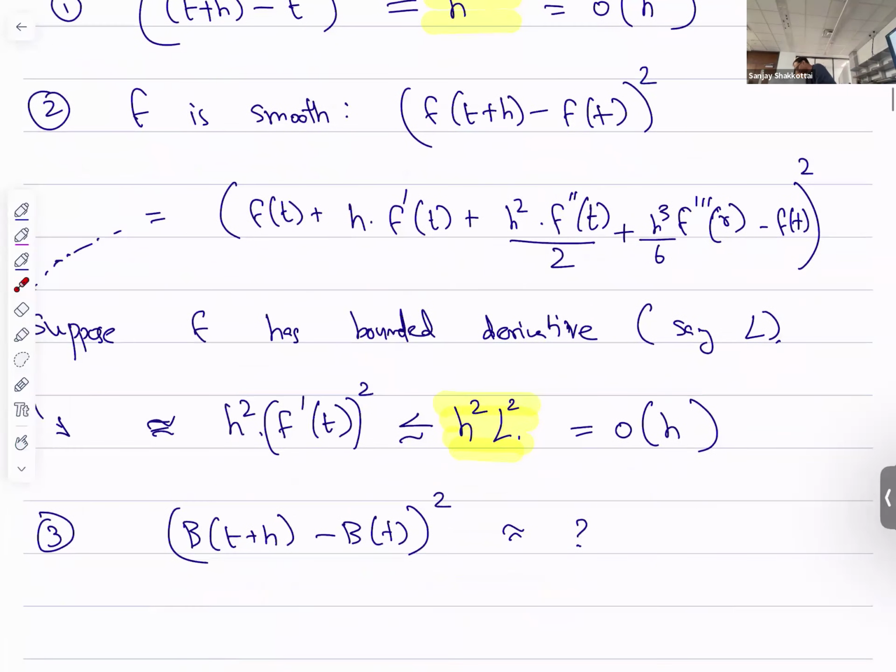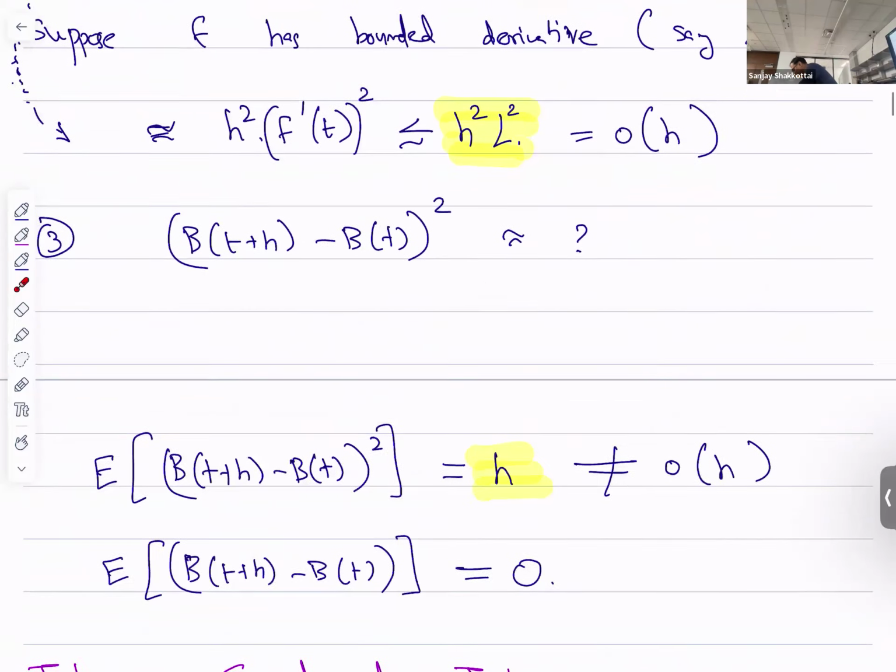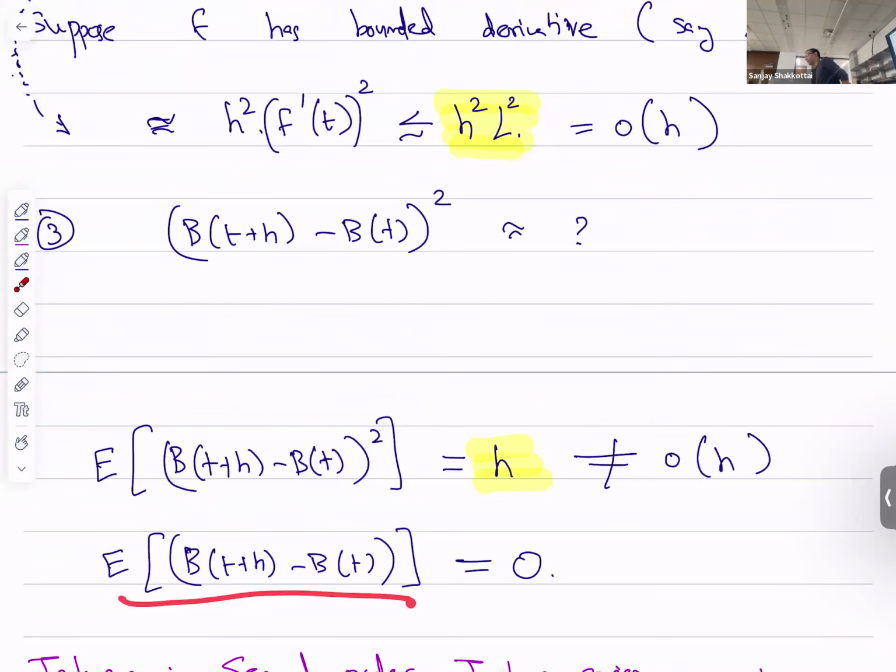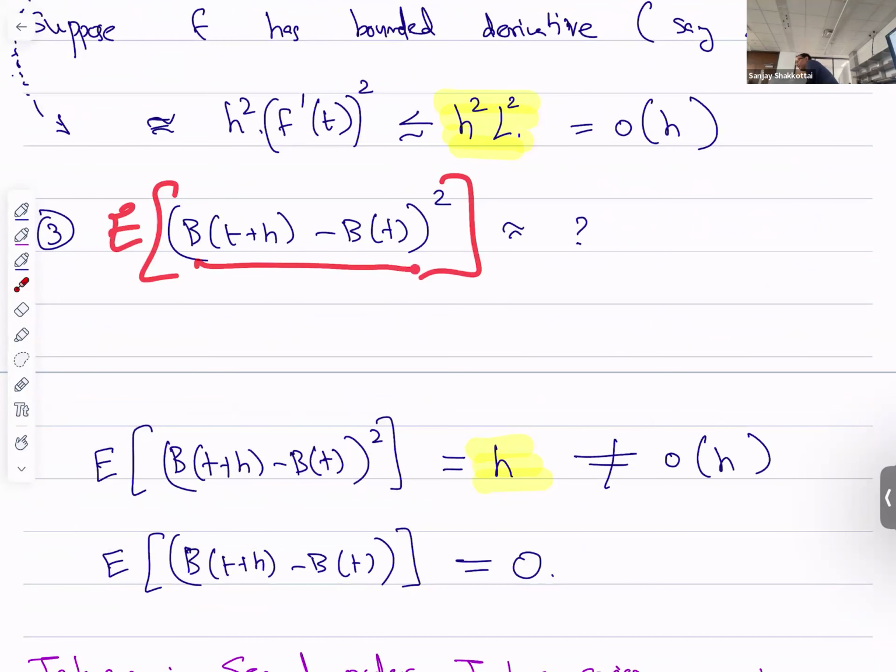But what about a Brownian motion? Can I do exactly the same thing for that? So I have (B_{t+h} minus B_t) whole squared. What do we know about the Brownian motion? It's zero mean, which means that the expected value of B_{t+h} minus B_t is zero. But what about the expected value of the square term? Well, because it is zero mean, this is nothing but the variance, which means that this is equal to h and not h squared, which means I cannot ignore second order terms when I have a stochastic differential.